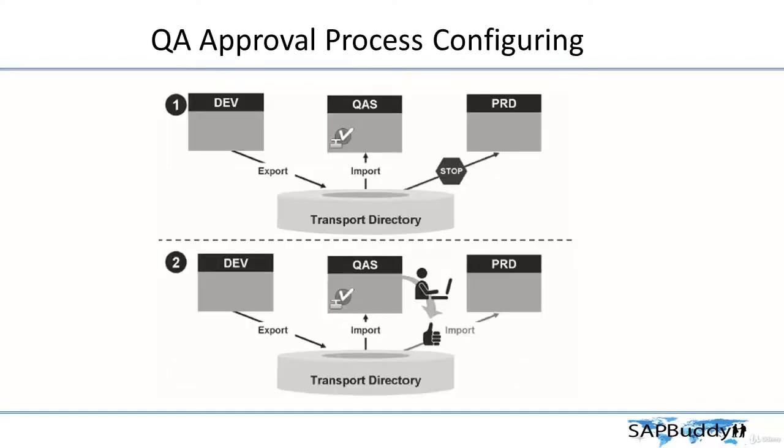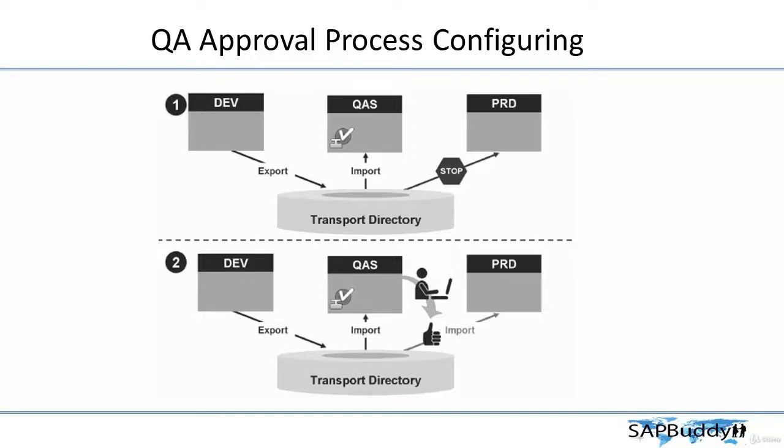Now let us see how the QA approval process is used in STMS, or the transport management system TMS. The QA approval process is also quite important in a critical landscape. It's an optional step in the TMS. If it is necessary to have an approval process, then we can activate the QA approval process. But if it is not necessary, then we really do not need to activate it.